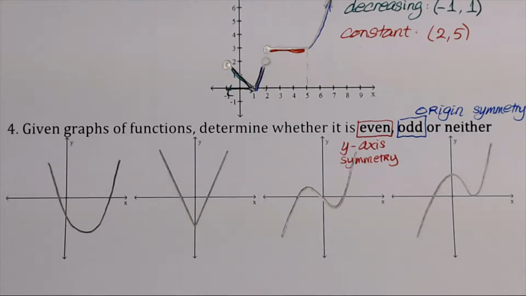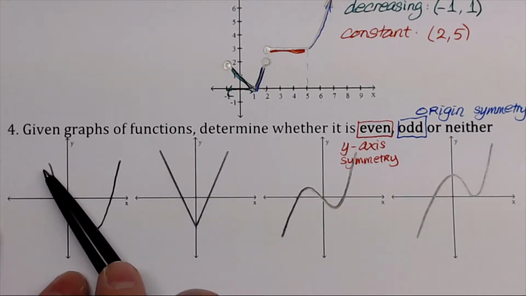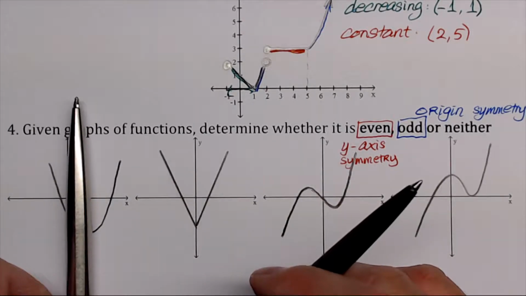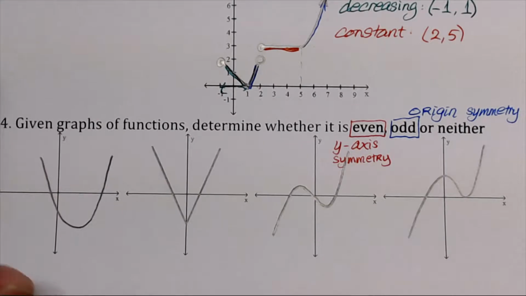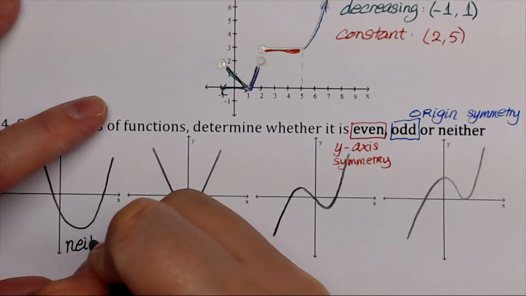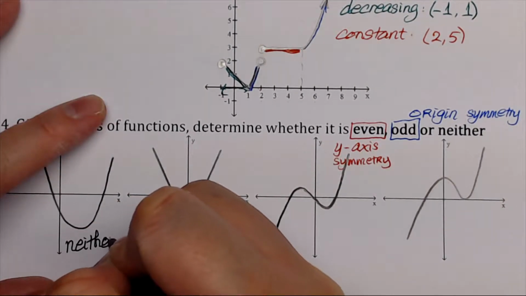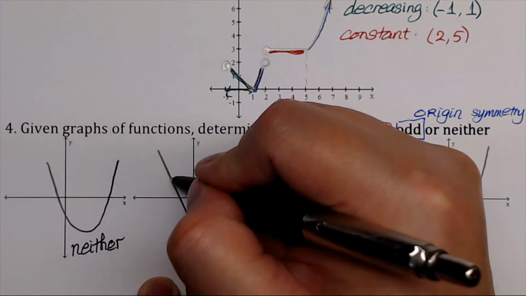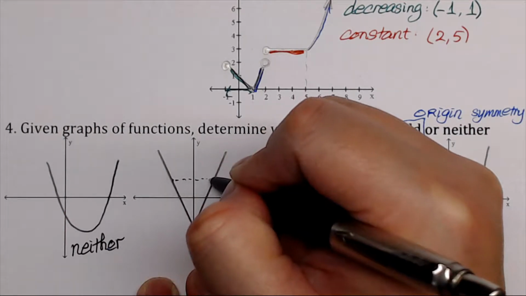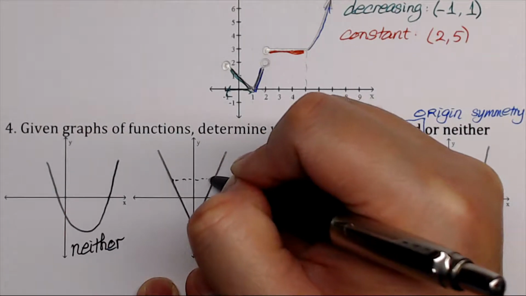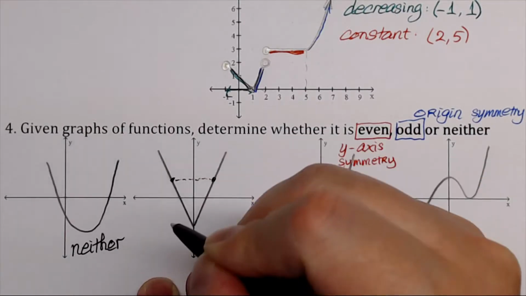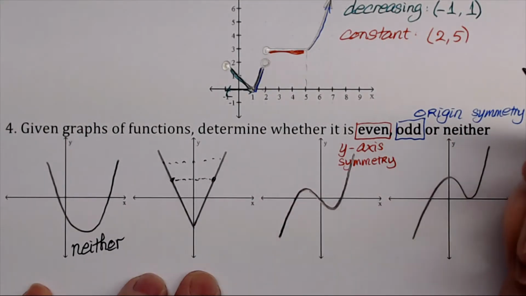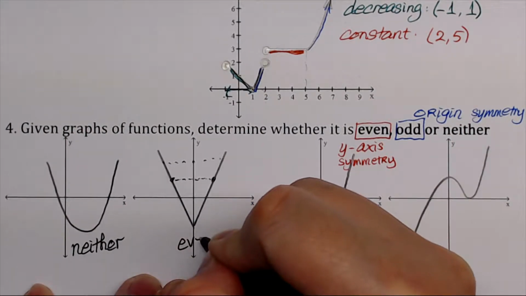Right. So when we look at this graph, the first one doesn't have any symmetry. The symmetry actually is about here, which is not the y-axis. So this one, we just say it is neither odd nor even. This one is an even function because it is symmetric on the y-axis. Whatever point you have on the graph, go across the y-axis, we also have a point on the graph. So this is y-axis symmetry, therefore it is even.